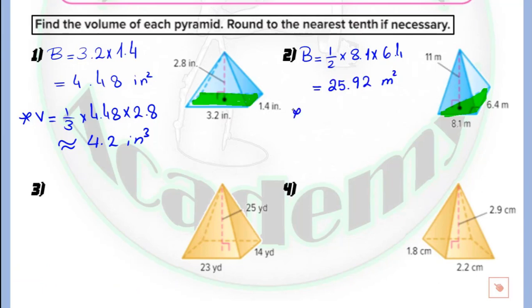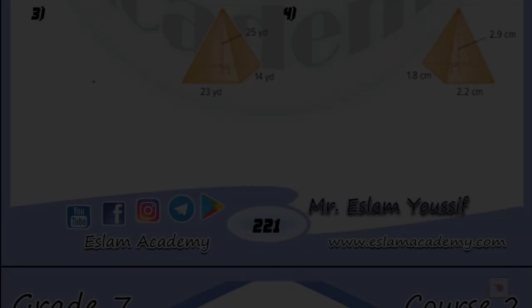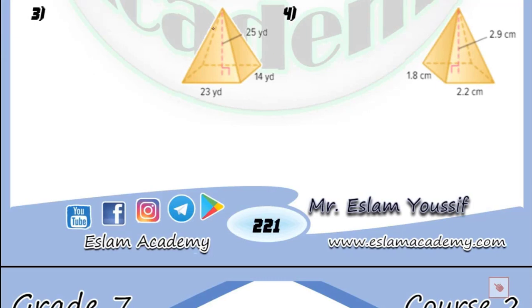Now we need to find the volume. The volume equals 1 over 3 multiplied by the area of the base that we just found, which is 25.92, times the length of the height, which equals 11. By multiplying, you will find that the answer equals 95.04 cubic unit.